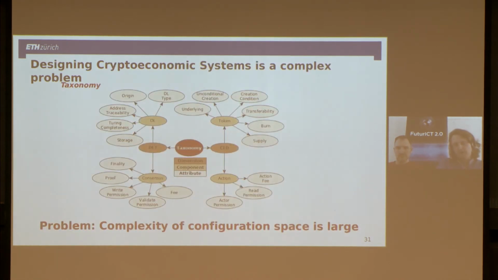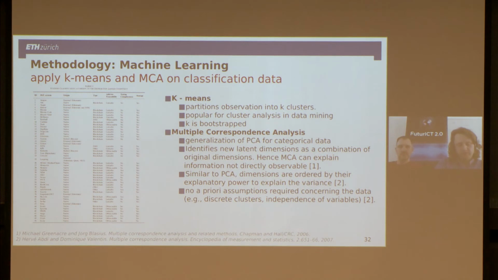And why are we doing this? As a reminder, our taxonomy, which is by far not exhaustive, allows for, I think, over 3 million different types of configurations, so different system layouts. And as one can see, the complexity of the configuration space is large, and we wanted to limit it a bit. So we applied two methods on top of the data.